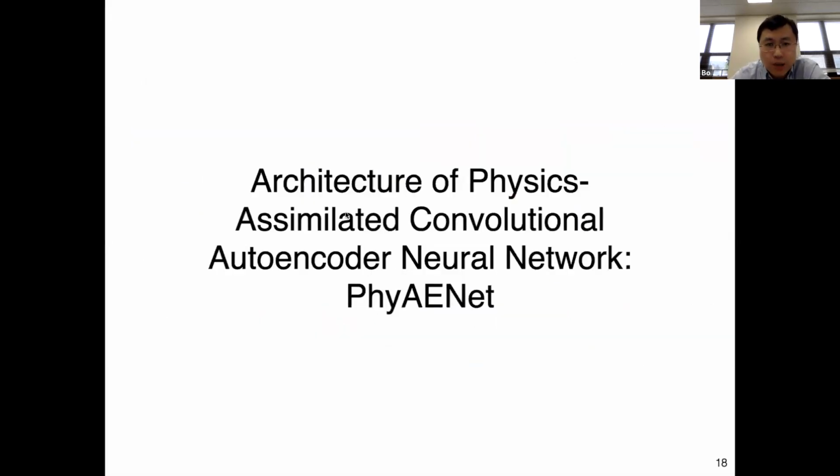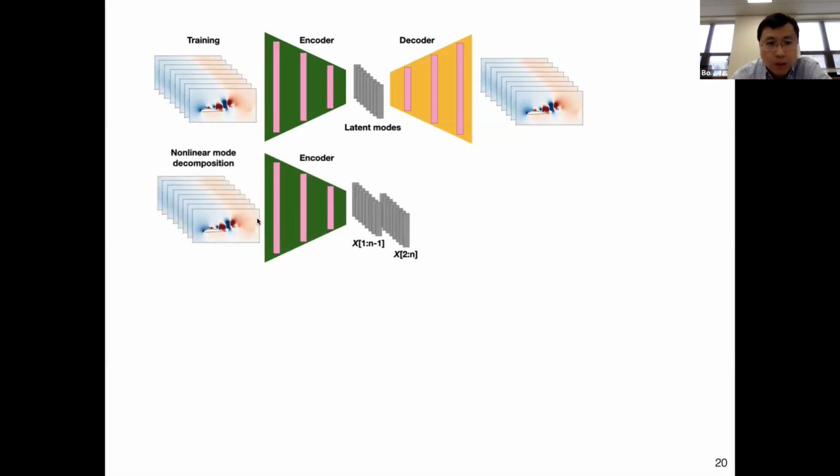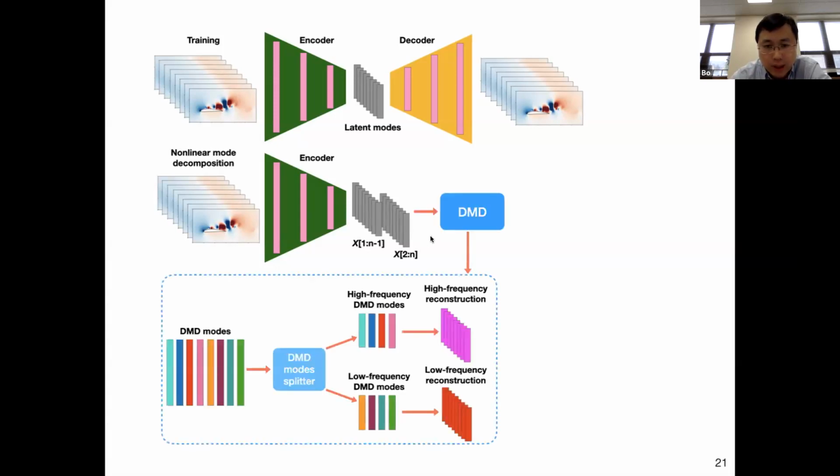Now let's take a closer look at the architecture of the physics-assimilated convolutional autoencoder neural network, namely AENet, for the current study. So firstly, the autoencoder is trained well using the airfoil flow field data. Then the snapshots are fed through the encoder part of the well-trained autoencoder to obtain the latent vectors. After that, the time-shifted latent vectors are obtained. Thirdly, those latent vectors are used for DMD analysis.